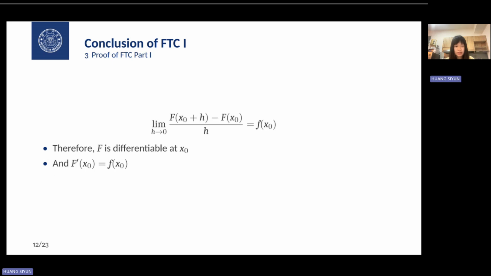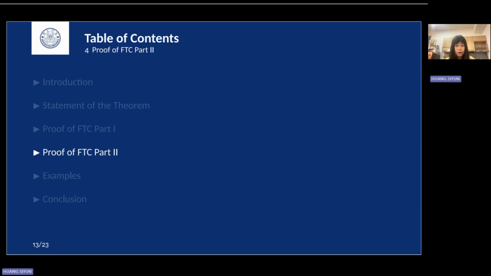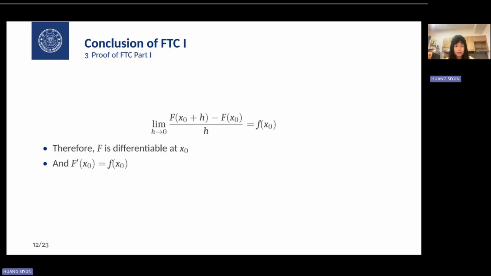Let's complete the proof of part 1. Before we go to part 2, let me summarize the core strategy of part 1's proof.